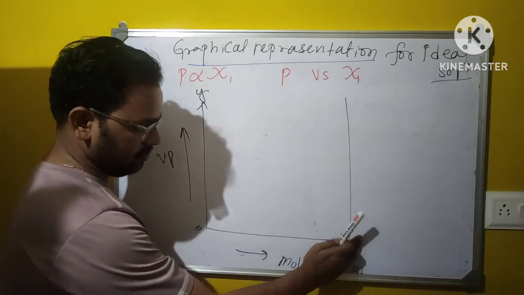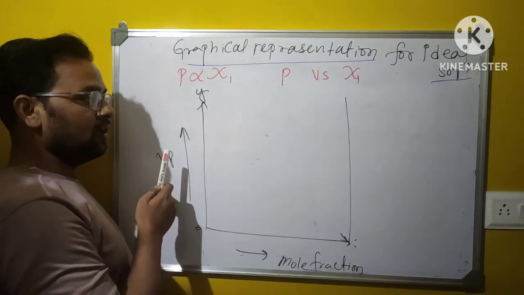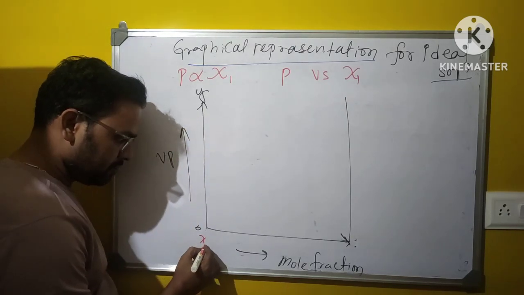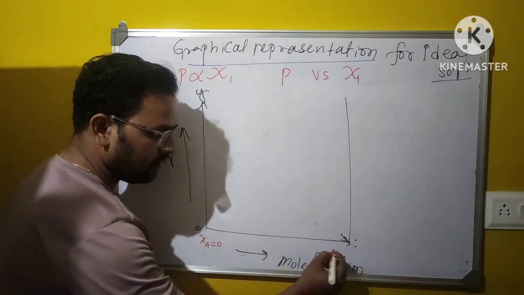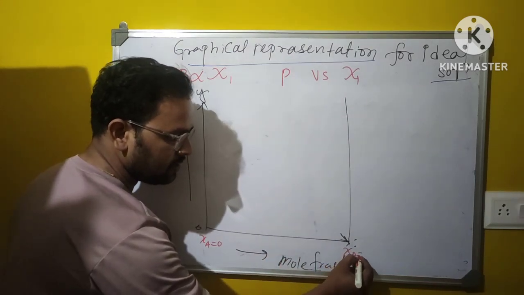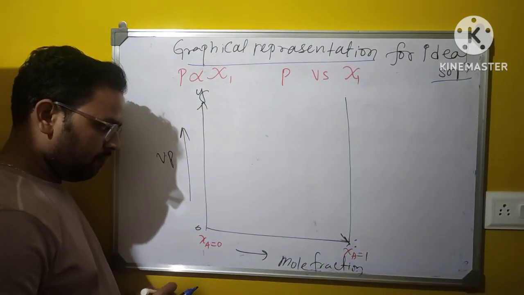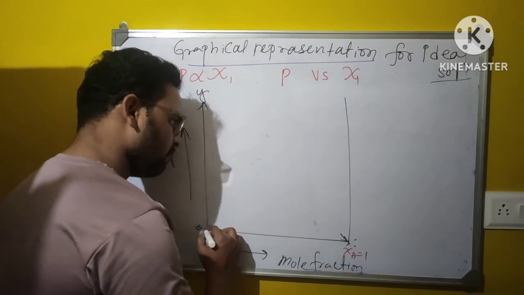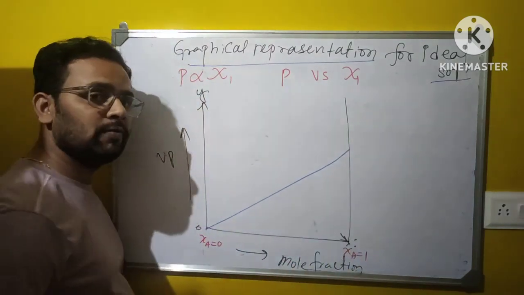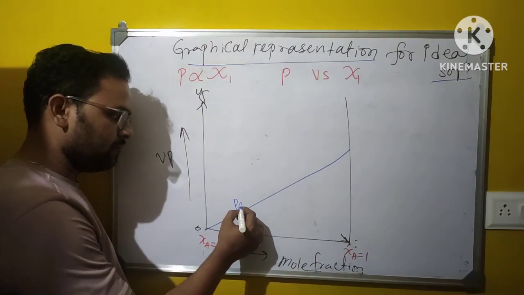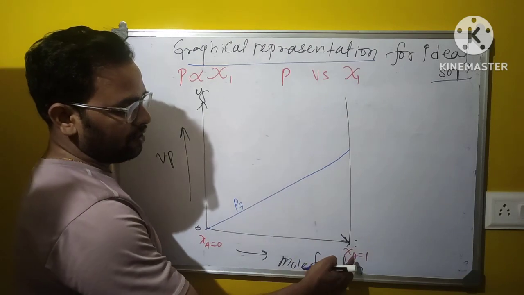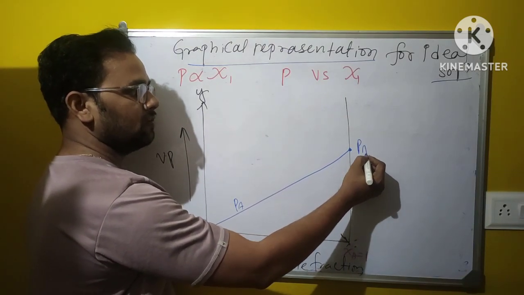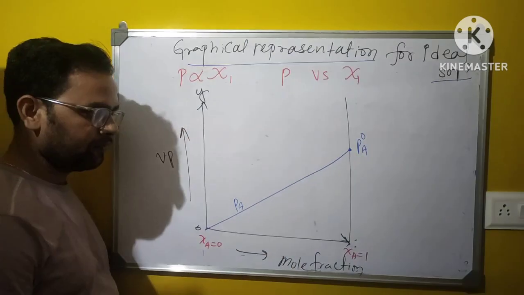On x-axis I took mole fraction, and y-axis I took vapor pressure. So here mole fraction of A is equal to 0. At this point mole fraction of A is equal to 1. When mole fraction of A increases left to right, vapor pressure of A also increases. PA also increases. When mole fraction of A is equal to 1, at that time pressure exerted by a liquid is equal to PA naught.